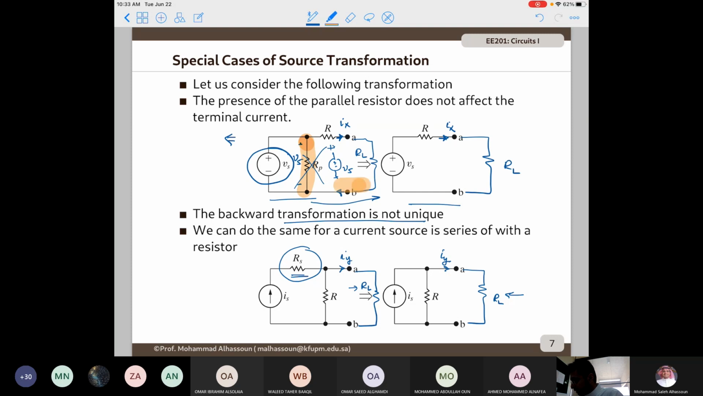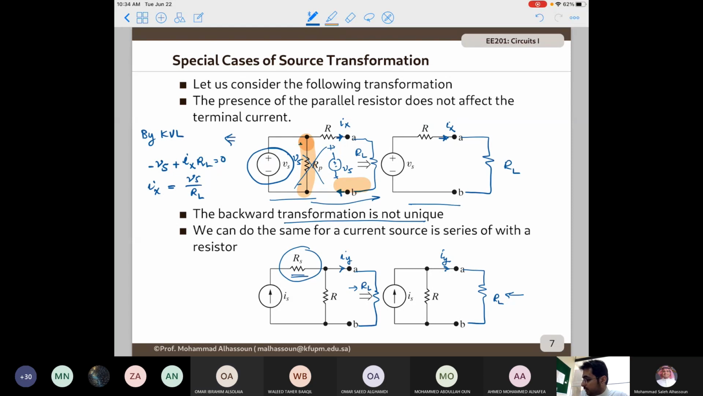Let's think about this situation. By KVL, let's say that the voltage across the parallel resistor will be Vs, right? Plus Ix RL equals 0. So Ix will be Vs divided by RL, right? You're following? Yes. Okay.